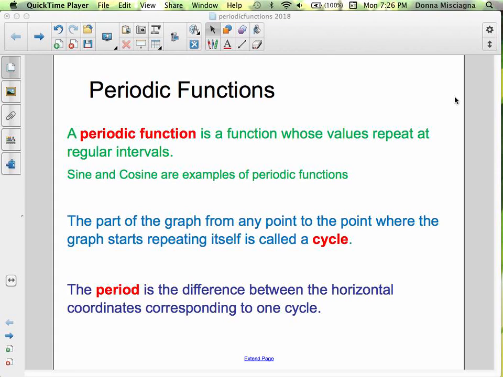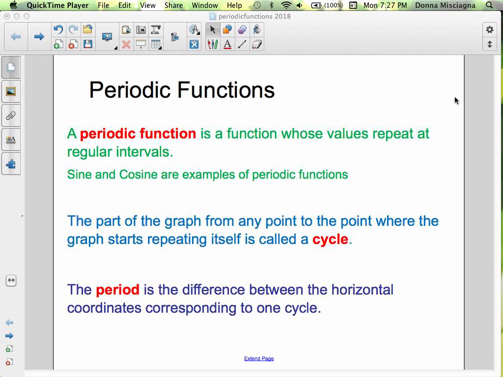All right, so a periodic function is a function whose values repeat at regular intervals. Sine and cosine are examples of periodic functions. The part of the graph from any point to the point where the graph starts repeating itself is called a cycle. So we have not seen any periodic functions yet. None of the functions that we've graphed are periodic. None of them repeat. So this is all new to us. And I have this all in your notes.